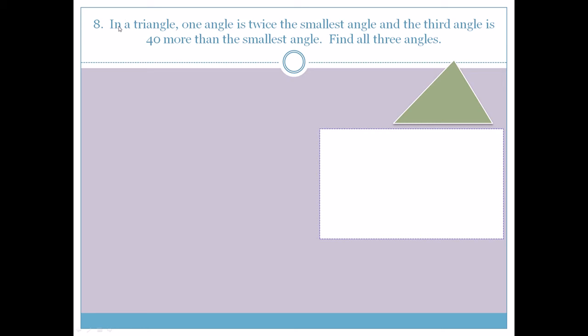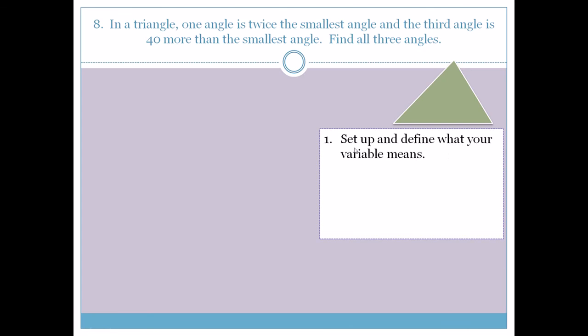All right, in a triangle, one angle is twice the smallest angle, and the third angle is 40 more than the smallest angle. Find all three angles. Can you do this on your own? You can pause me right now. I won't know you're ignoring me. Go ahead, try it. Then you come back.